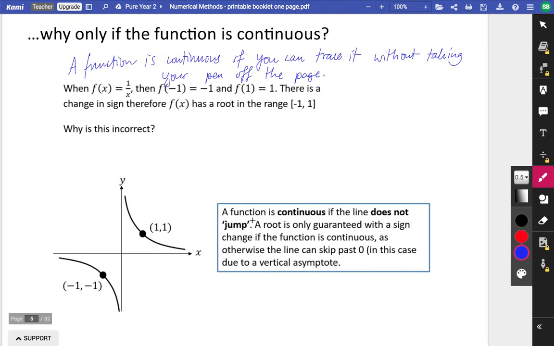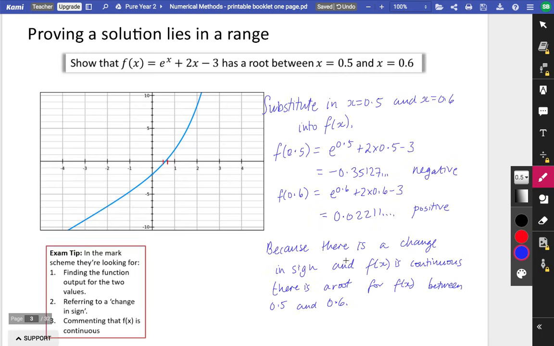And the reason this is incorrect is because this function here is not continuous. If you tried to trace this without taking your pen off the page, it's not going to be possible. So a function is continuous if the line does not jump. Here our line jumps from -infinity up to +infinity. A root is only guaranteed with a sign change if the function is continuous, as otherwise the line can skip past 0, in this case due to a vertical asymptote. So that's why on that previous page it's so important that we say that f of x is a continuous function.